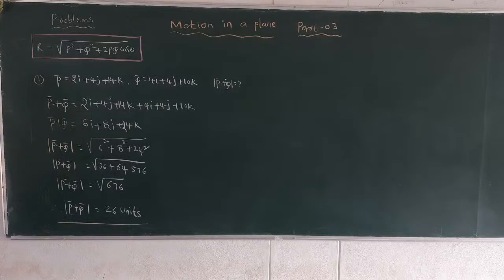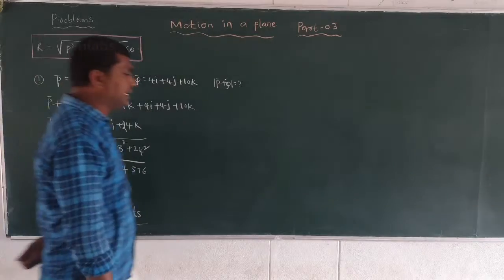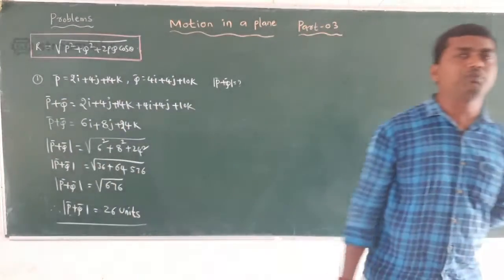So this is the final equation and an important one. It is asked many times in the IB examination. So when the given vectors are P and Q, then we can find the mod of P plus Q.